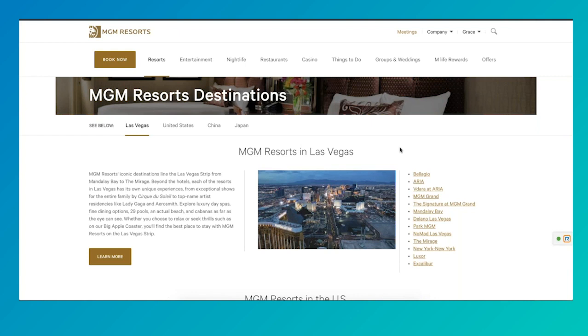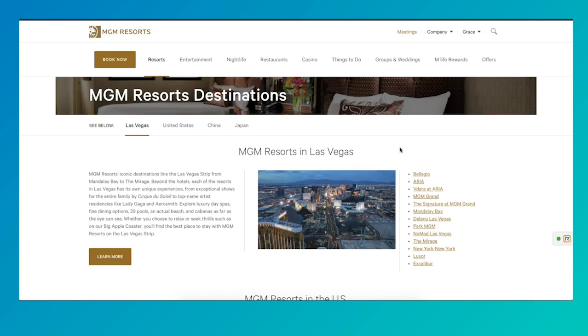Now, MLife, if you're not aware, is kind of like a membership benefit program that's free to join, and you can get things like faster check-in by being an MLife member. You can get points for staying at different destinations and redeem them for different gifts. And you can also get discounts and coupons and things like that.